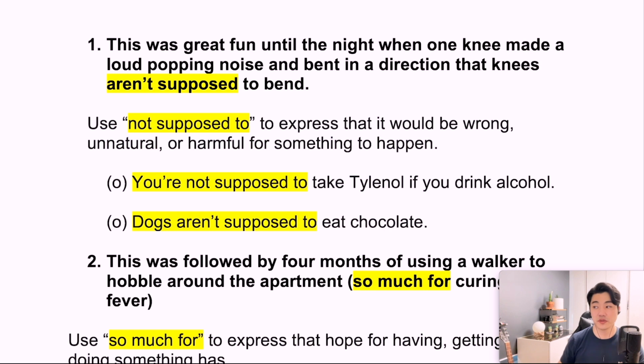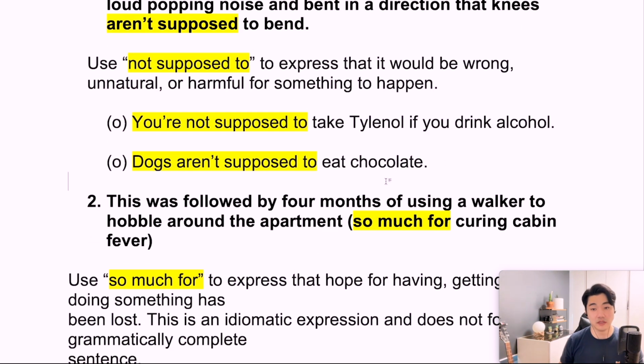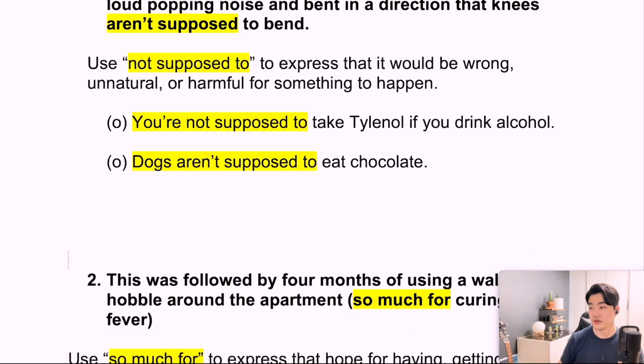So, let's have a look. You're not supposed to take Tylenol if you drink alcohol. Yes, that's true. You're not supposed to take any medicine if you drink alcohol, to be honest with you. So, why? Because it's harmful.